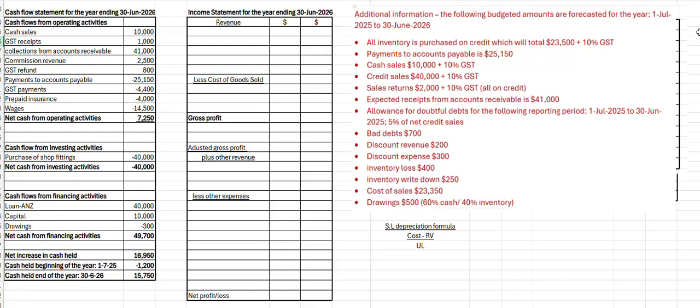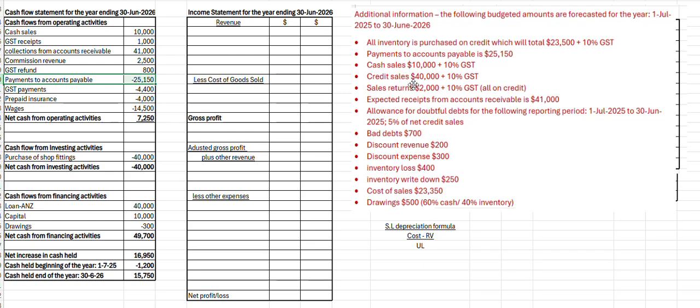Part 2, we're ready to launch into our budgeted income statement. We've completed our cash flow. All right, working our way through these bullet points. First point, all inventory is purchased on credit. This has no impact on the income statement because there's no revenue earned, there's no expenses incurred. Similar with payments to accounts payable. This did impact our cash flow, but again, no expenses incurred, so therefore it doesn't appear in our income statement.